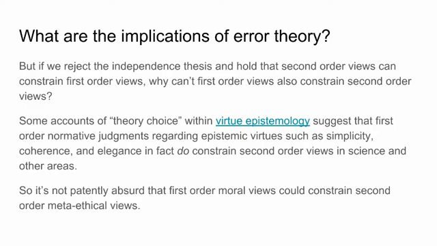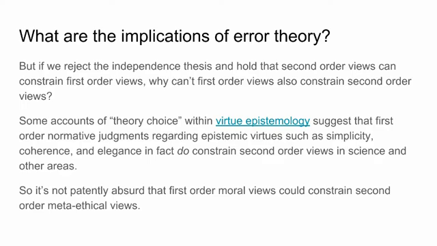Okay, so if we follow the second of Mackie's two contradictory ways of thinking about this, and we reject the independence thesis, and we say that second-order views, like error theory, can actually constrain what's acceptable in first-order views, like, for example, what was going on in the debate with the egoist, well, then why can't first-order views also constrain what's acceptable in second-order views? That is, why can't our moral judgments have an impact on moral nihilism?